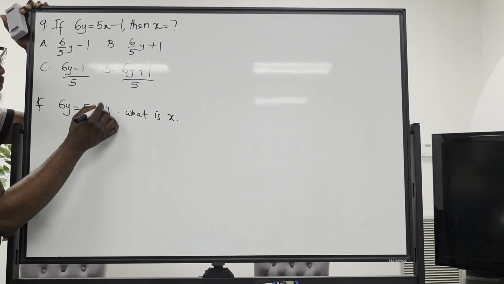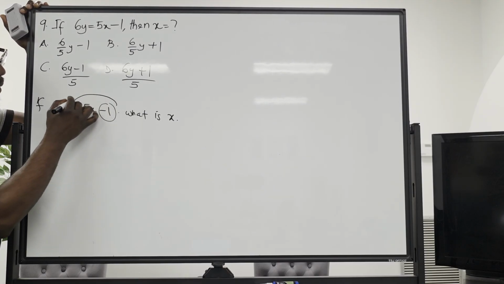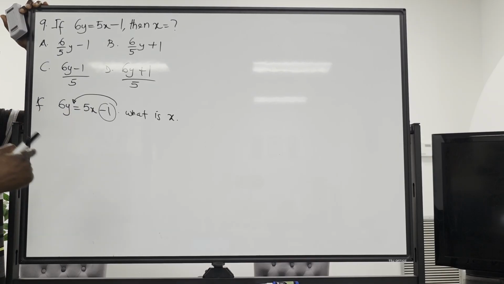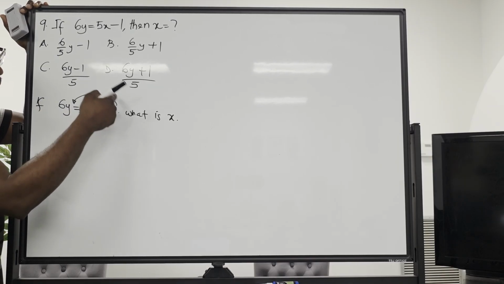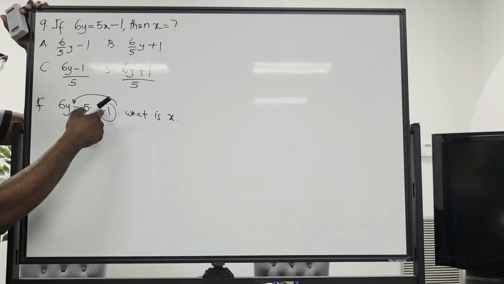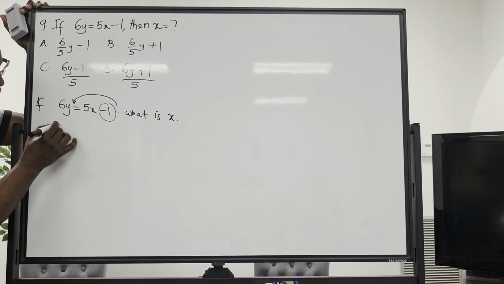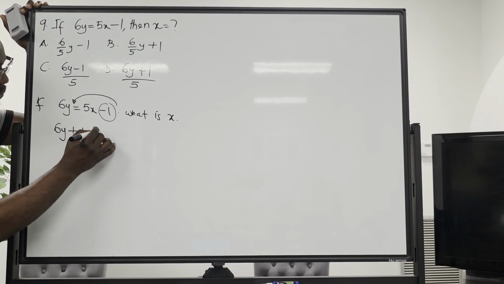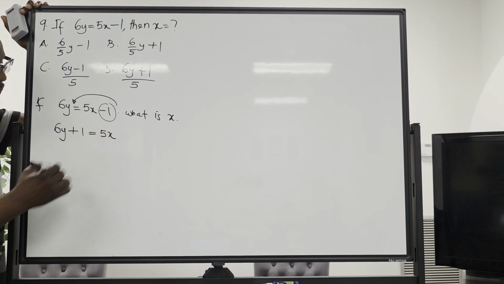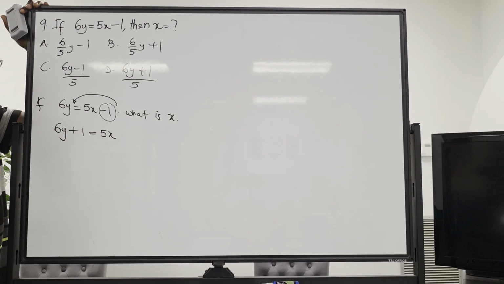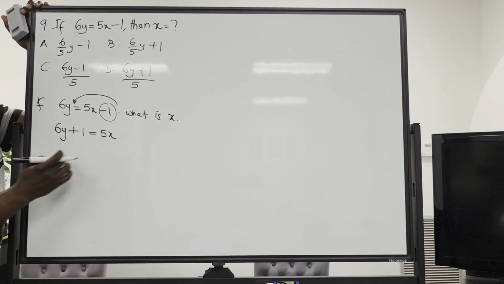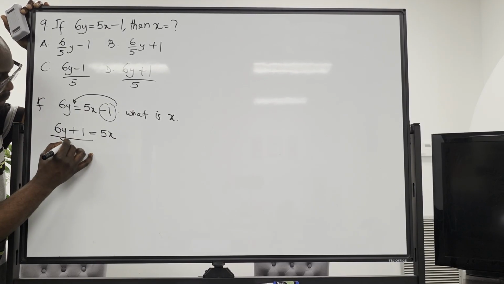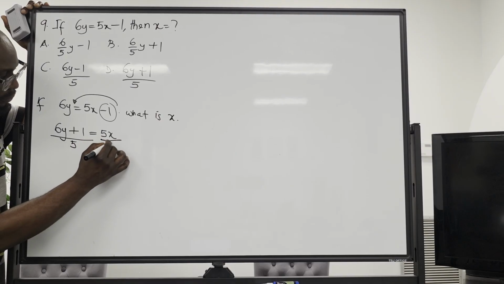So let's bring this number across the equal sign. Remember, anytime you move a number across the equal sign, the sign will also change. So this becomes 6y plus 1 is equal to 5x. Since we're trying to find x alone, we have to divide both sides by 5.